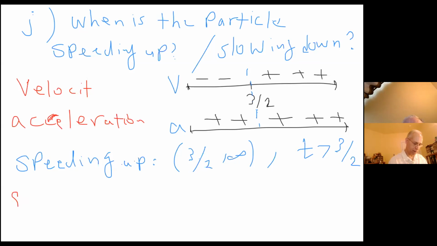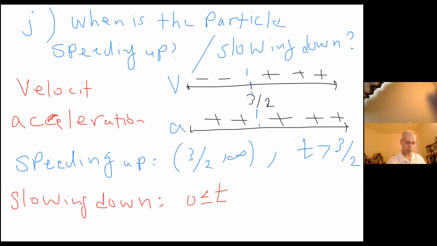Slowing down. Okay, slowing down would be from 0. 0 in this case is included because the velocity at time 0 is negative while the acceleration is positive. So in this case, t has to be greater than or equal to 0, but it has to be smaller than 3/2.